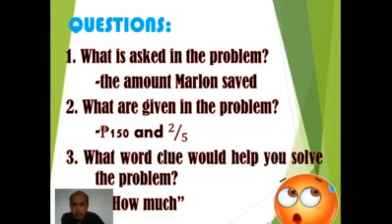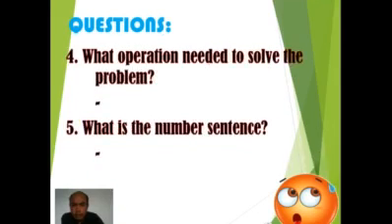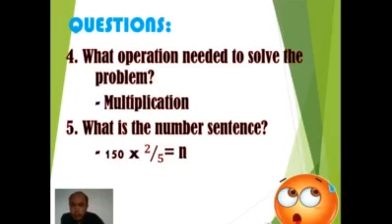Alright, so let's continue. Next question, what operation is needed to solve the problem? What is the number sentence? To answer that, of course, we are going to use multiplication. And the number sentence would be 150, that is the money, 150 pesos, times 2/5 is equal to n.